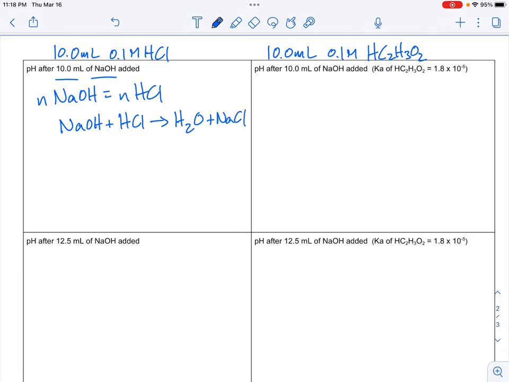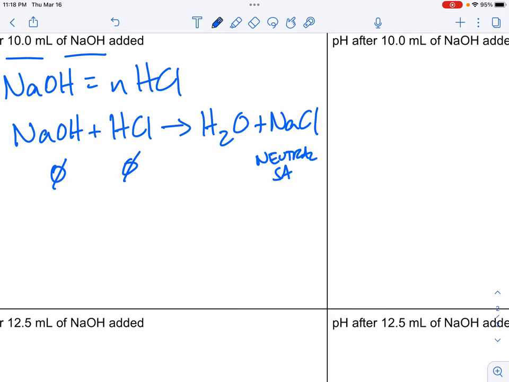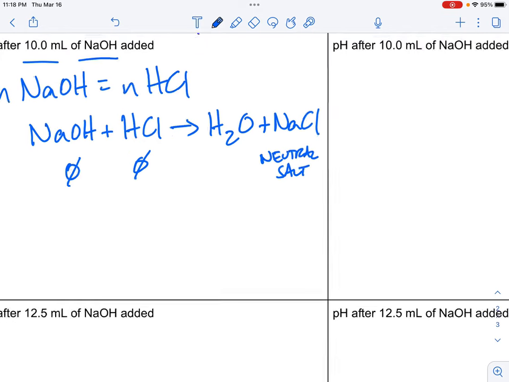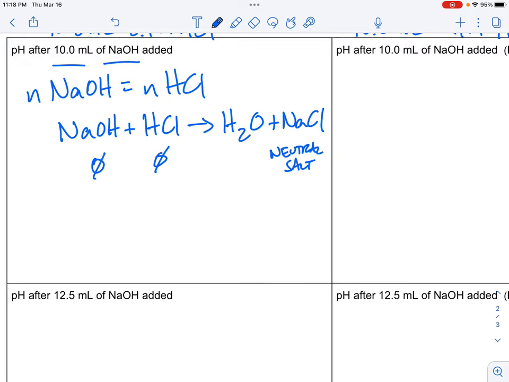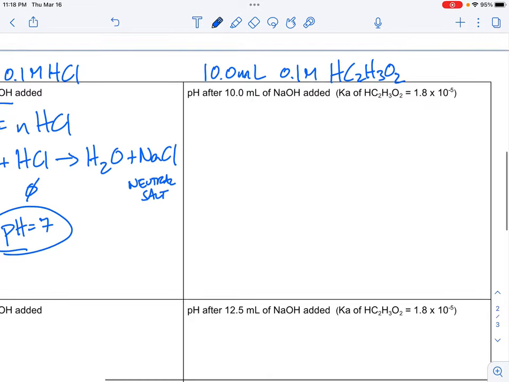And we are making NaCl. We don't have any more of our base or our acid left over because our moles are equal. So at equilibrium, we have 0 of these. We're making water, and then remember that sodium chloride is a neutral salt, and so that's not going to be interacting with water to change the pH. So what does that mean? It means our pH is equal to 7. Okay, nothing to really calculate there. We're just making water.